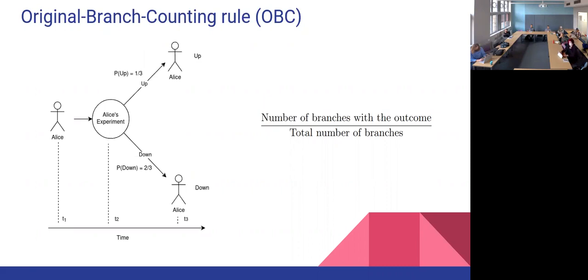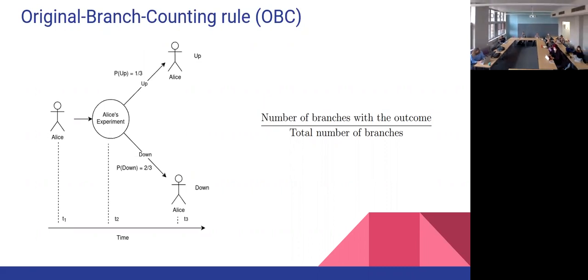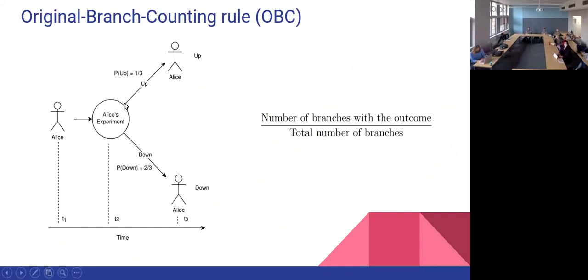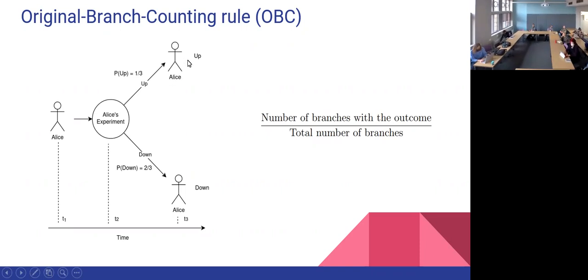It is something that disagrees with the Born rule. So an original branch counter would think something along the lines of: you determine the probability of seeing a specific outcome as the number of branches with that outcome divided by the number of branches in total. Here, in a very simple toy example, we have Alice. She sees up and she sees down. How many Alices see up? That's 1. So 1 over 2 is a half. And then how many Alices see down? That's also a half.